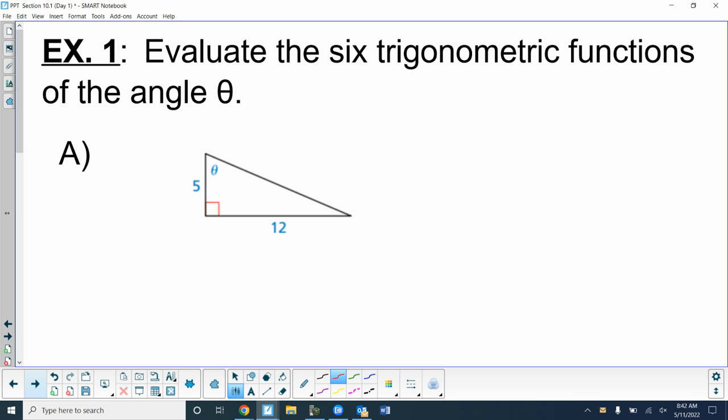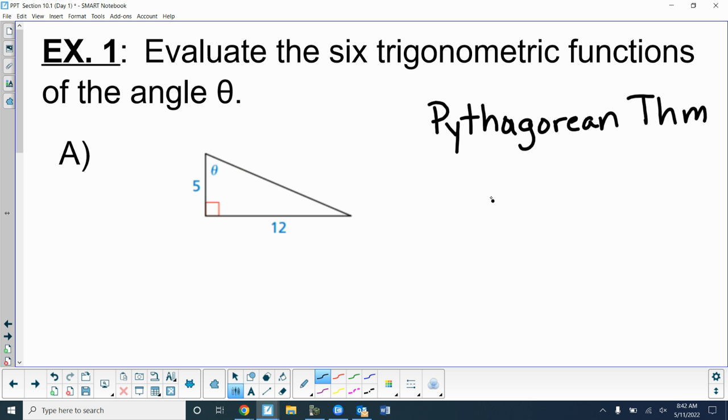All right, so here's a right triangle. We're supposed to evaluate all 6 functions. In order to do this, we need to know all 3 sides. How do I find that hypotenuse? Pythagorean theorem. Vincent, you are correct. Hey, good show. A squared plus B squared equals C squared. So 25, 144.